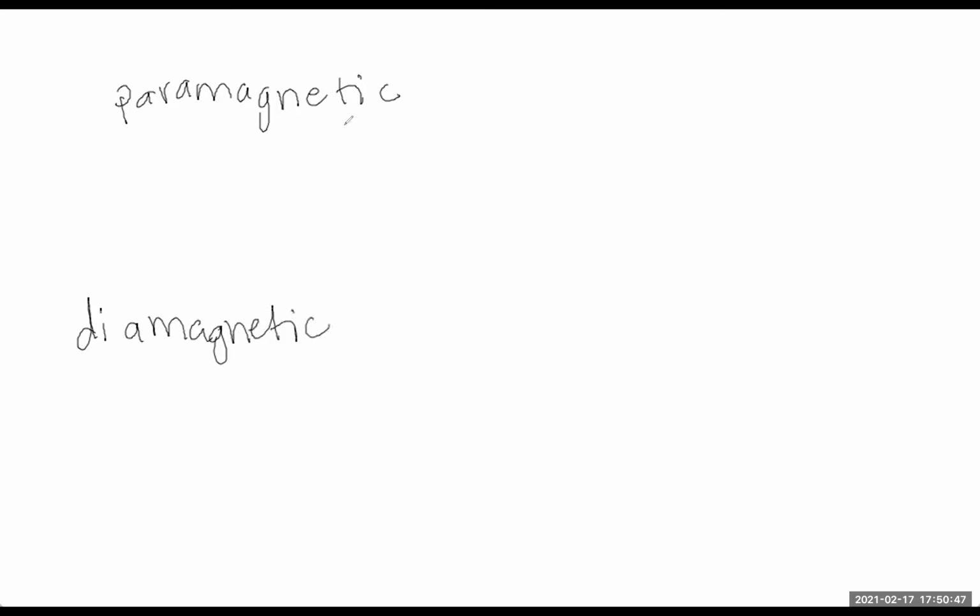So we have paramagnetic, and we also have diamagnetic. And what this means is that paramagnetic elements are elements with unpaired electrons. And with diamagnetic, di meaning 2, they are completely paired elements.